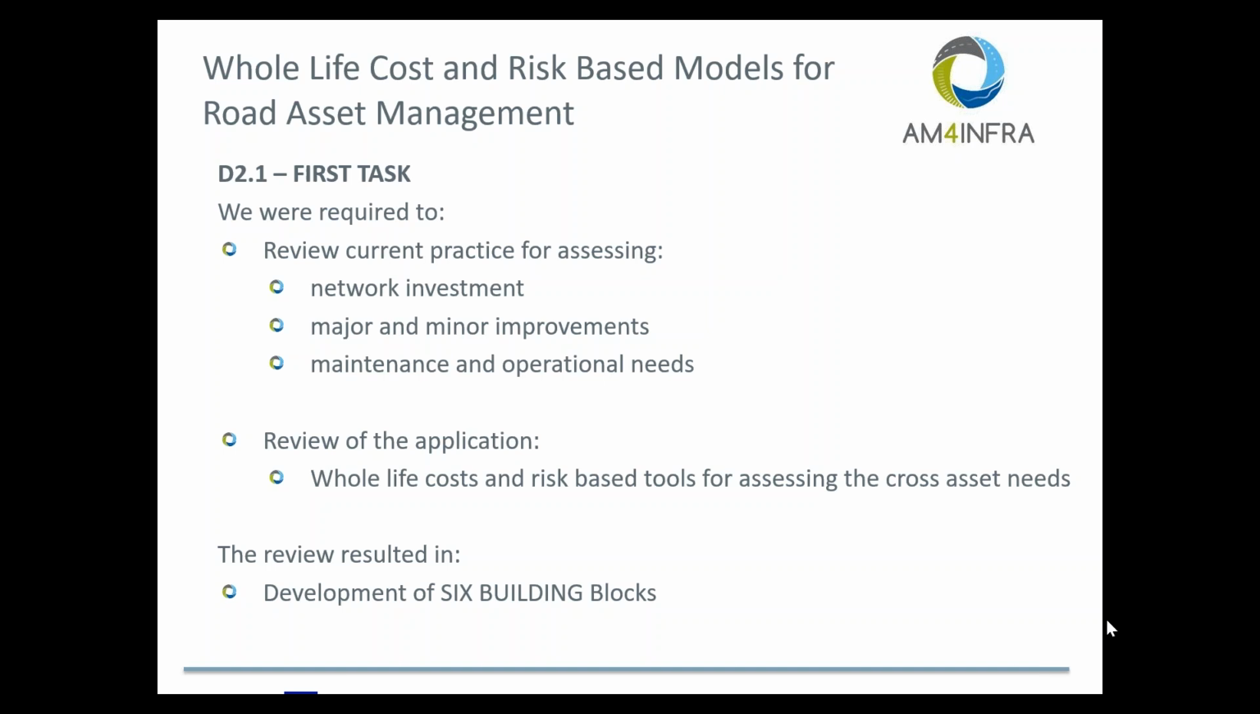So going back to maintenance, we're talking of renewal works in terms of major maintenance works, but also the operational element, which is day-to-day activity in ensuring we understand the network behavior, we understand what its immediate needs are, and also building on that in terms of the overlying risks in the longer term and such. So that's the principles of what we were asked to do. The tasks also include the review of the application, goes without saying, of whole life cost and risk-based tools for assessing cross-asset, which I've just mentioned, whether it be water, railway, whatever. And the review, principally at the start of the project, resulted in the development of the fundamental 6 building blocks.